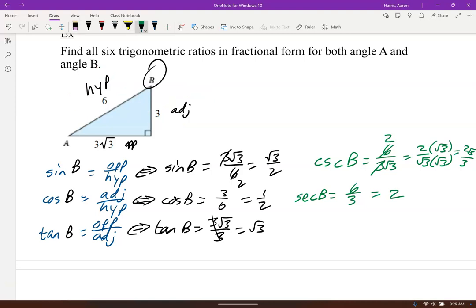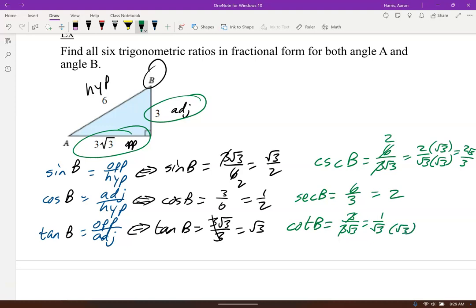And finally, tangent's reciprocal will be the cotangent. Cotangent B, instead of opposite over adjacent, it's adjacent over opposite. So 3 over 3√3. Well, the 3's cancel, so I have 1 over √3, but then I've got to rationalize that. So I have √3 over 3, and that would be our cotangent.